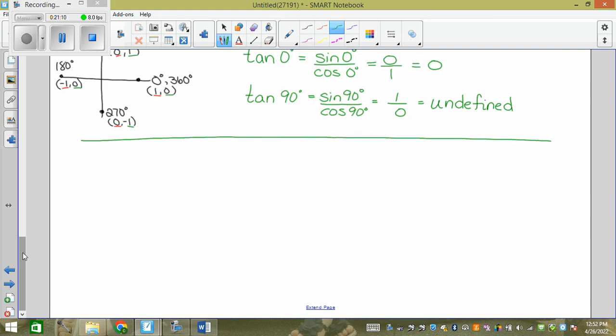So we have sine theta. Sine theta equals what over what? What's the formula? Sine theta equals y over r: sign your resume.